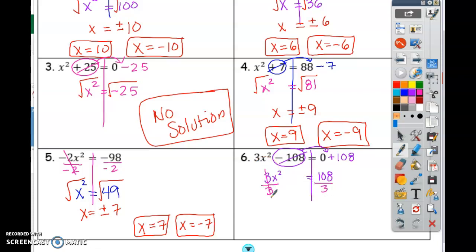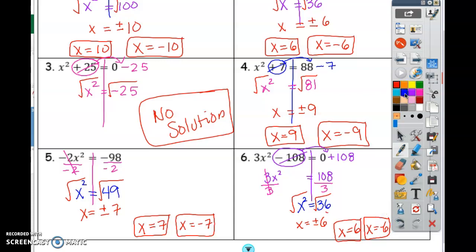So type it in Desmos. What is 108 divided by 3? How much? 36. That's perfect. That's what I want. X squared equals 36 because 36 is the perfect square. Take the square root of both sides. X equals plus or minus 6. So x equals 6 is one of the solutions, and x equals negative 6 is the other solution.